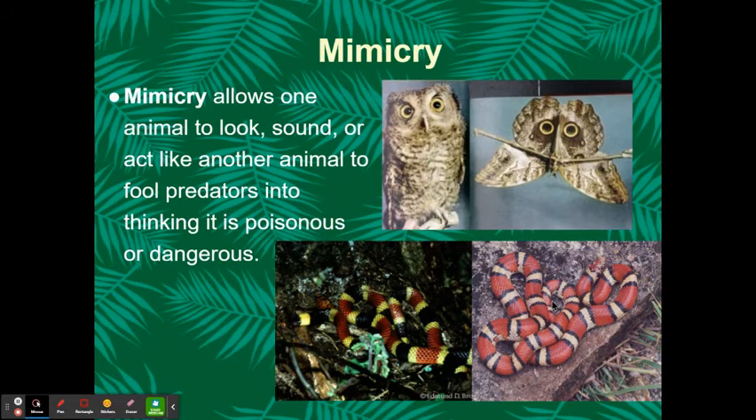Mimicry is when an animal mimics its surroundings. For instance, look at the butterfly. So the butterfly won't be killed, it is mimicking the owl's eyes. And the same for these snakes. They mimic their background.